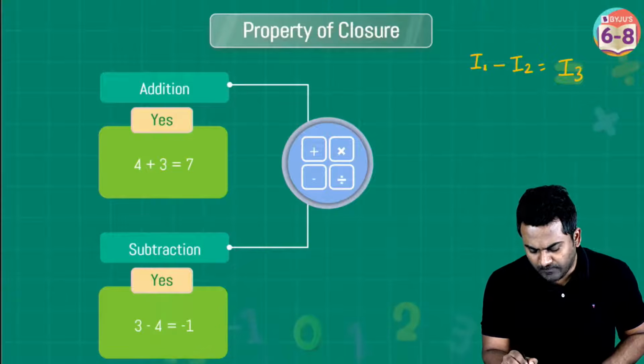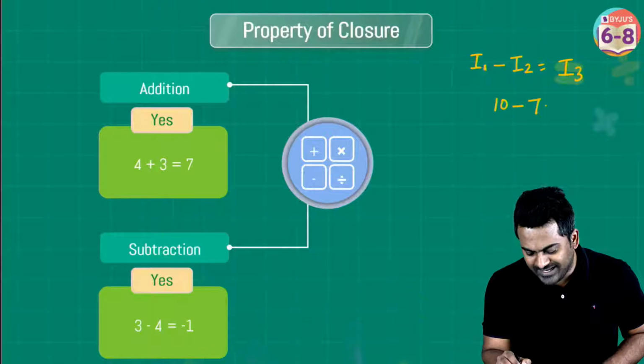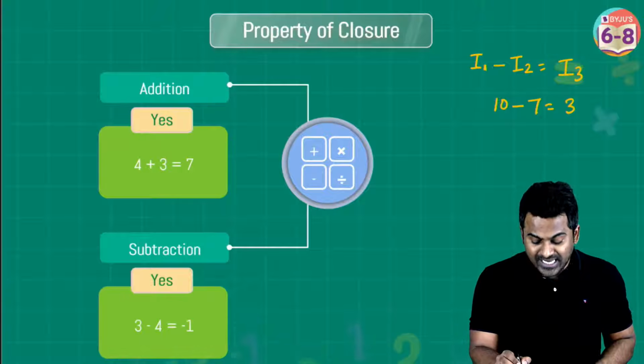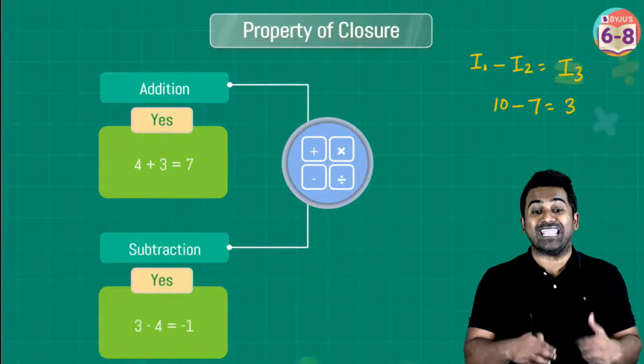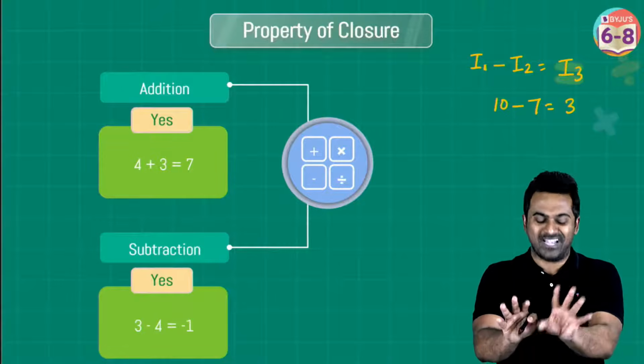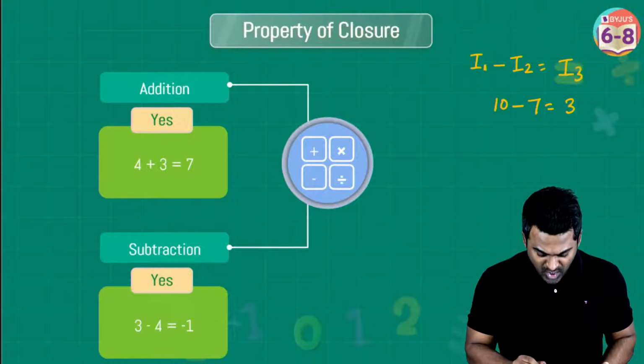An example could be what? Let's say from 10, I am removing 7. The answer is 3. So from one integer, if I'm subtracting another integer, the result is going to be an integer. It won't be a fraction or a decimal, right? It would be an integer. That's the reason why subtraction follows closure.